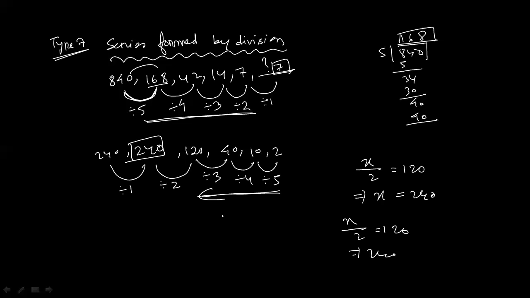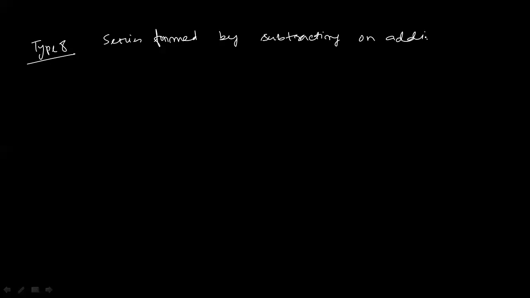So these are the types of series formed by division. So next type will be type 8: series formed by subtracting or adding something to the square of successive terms. That means in this, what type of series will we have?